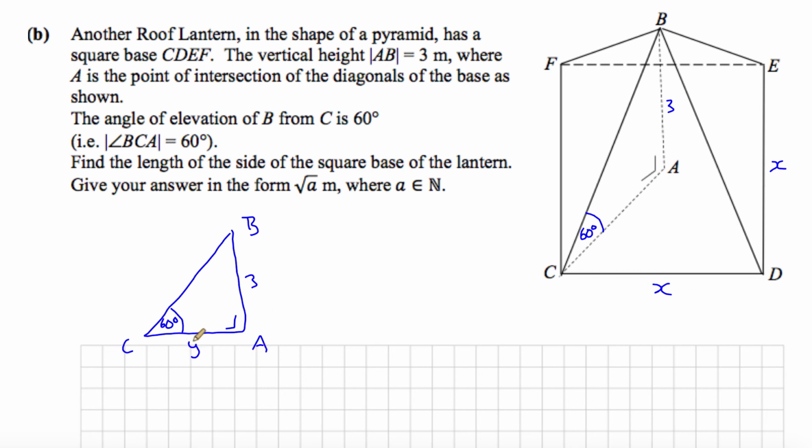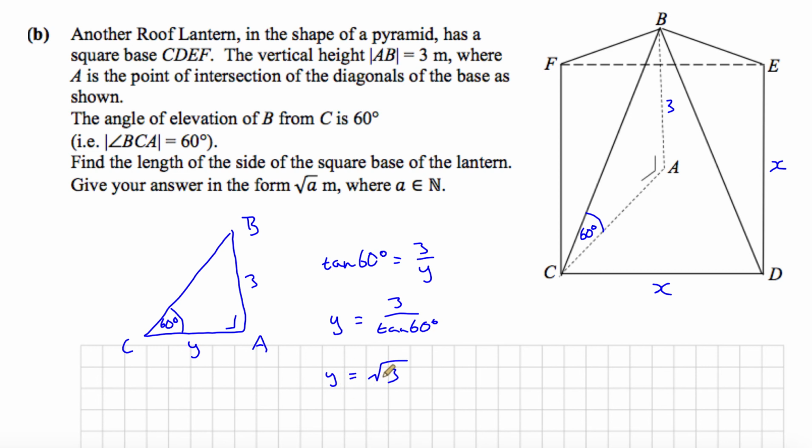Okay, so how do I find this side here? Well, here I'm going to use a trigonometric ratio. So it's either sin, cos, or tan. I've got this angle, I've got the opposite, and I'm looking for the adjacent, so it's tan. So I can say that the tan of 60 degrees is 3 over y. So then y would be 3 over tan 60, and I rearrange that. So that gives me y is root 3.